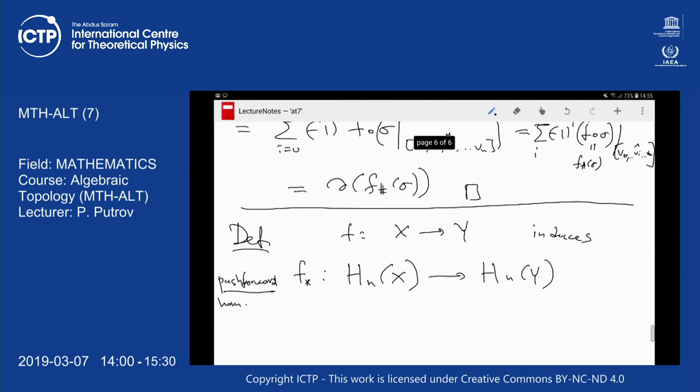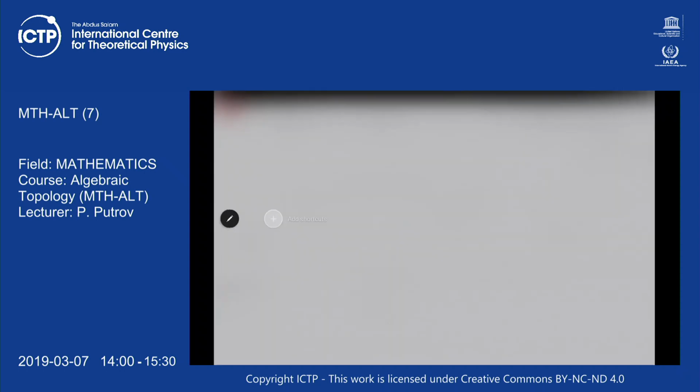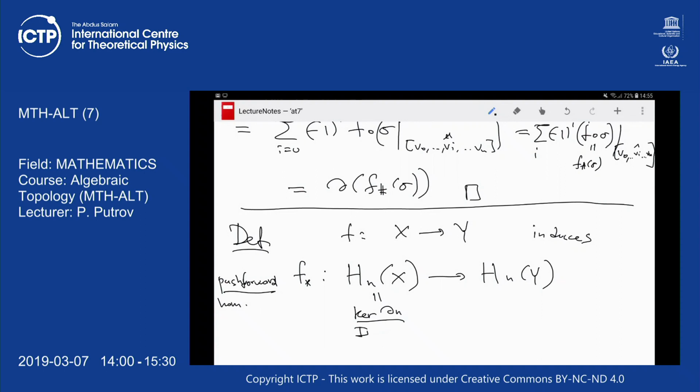So if you take, by definition, Hn of X is the kernel of dn divided by the image of dn plus 1. Here let me explicitly denote by the index X that it acts on the chain complex corresponding to space X. And this is the same thing but for Y.